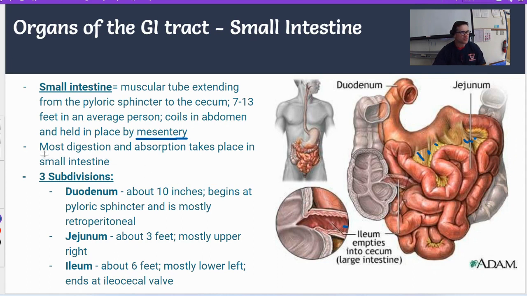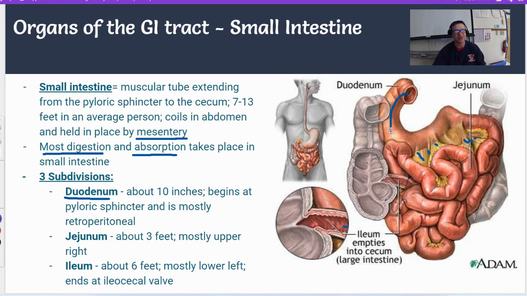All right, so you really need to know this. Most digestion and most absorption occurs here in the small intestine. Around 90 or even greater than 90% of digestion and absorption occurs in the small intestine. So the first part is called the duodenum. It's the smallest, but I bet you're going to need to know more about the duodenum than the jejunum and the ileum combined.